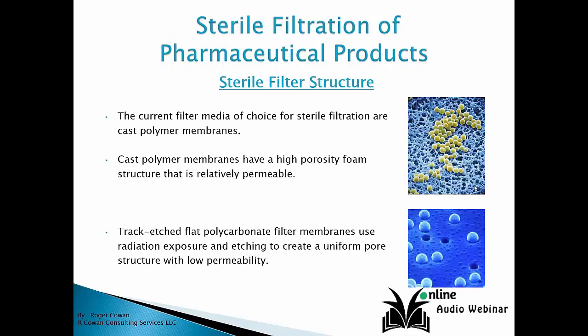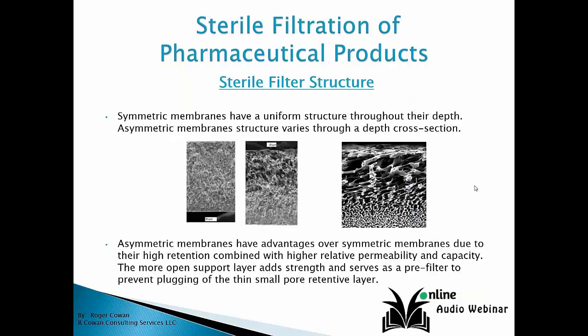Okay, we're going to dive a little deeper here and actually look at the structure of the sterile filter membrane. For the sterile filter structure, there are two types. There are symmetric membranes and asymmetric membranes. Now, symmetric membranes have a uniform structure throughout their depth. Asymmetric membranes, on the other hand, have a structure that varies through a depth cross-section.